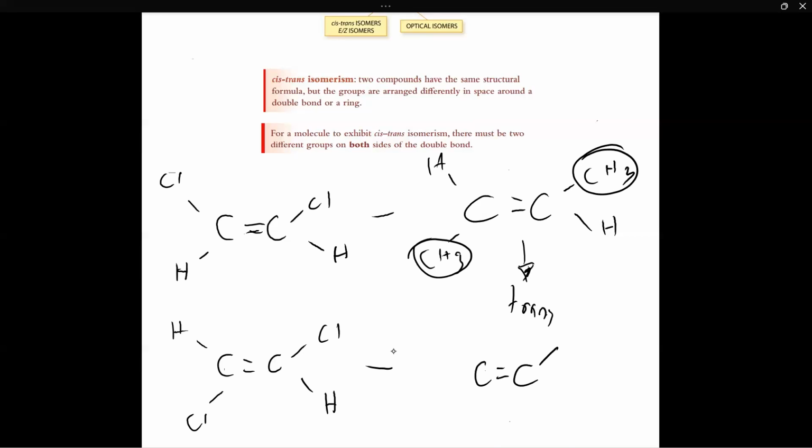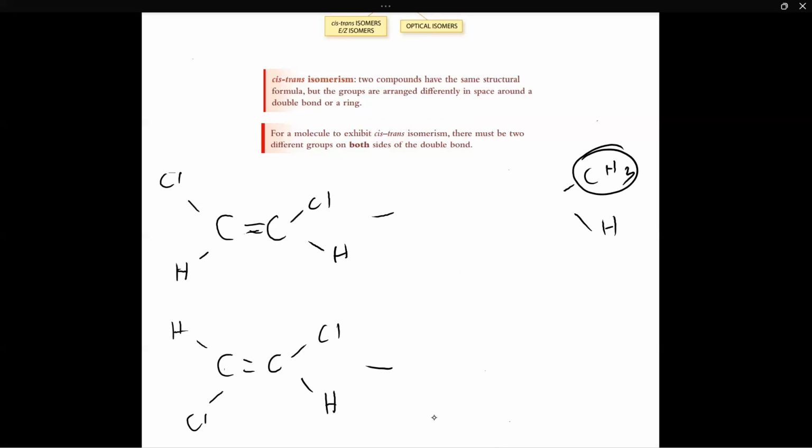Now I'm going to give you another one. Any guesses as to if this is a cis or trans molecule? Well, you may have guessed it. This is a cis molecule because the groups are on the same side. Now, let's move on to why you need two different groups to exist on both carbons in the molecule if you want cis-trans isomerism to exist.